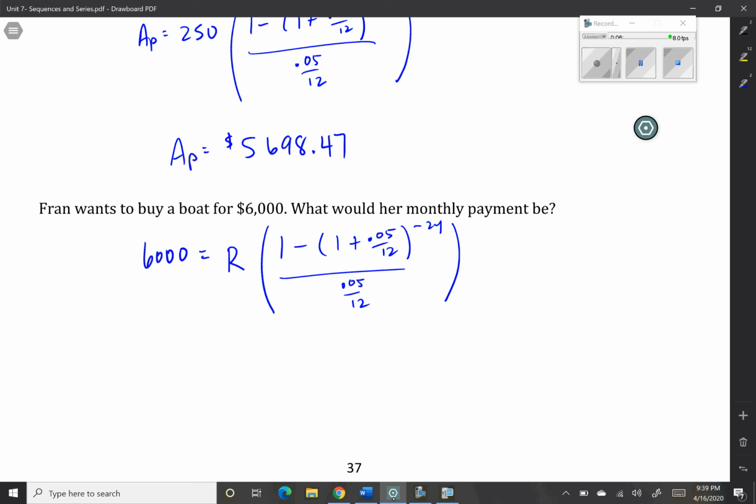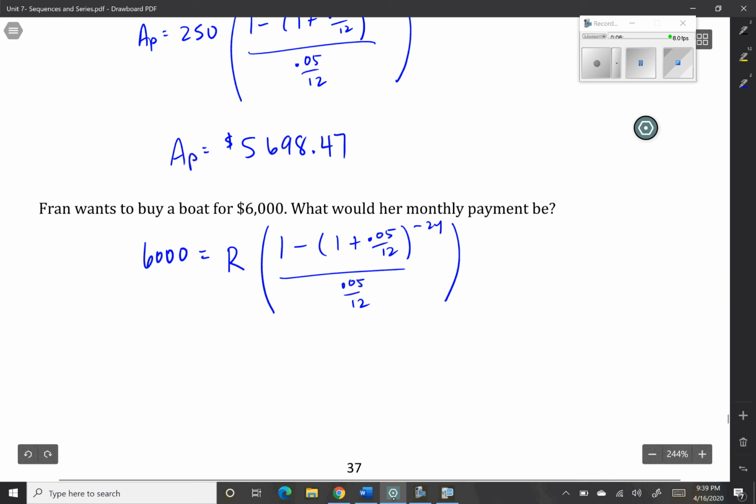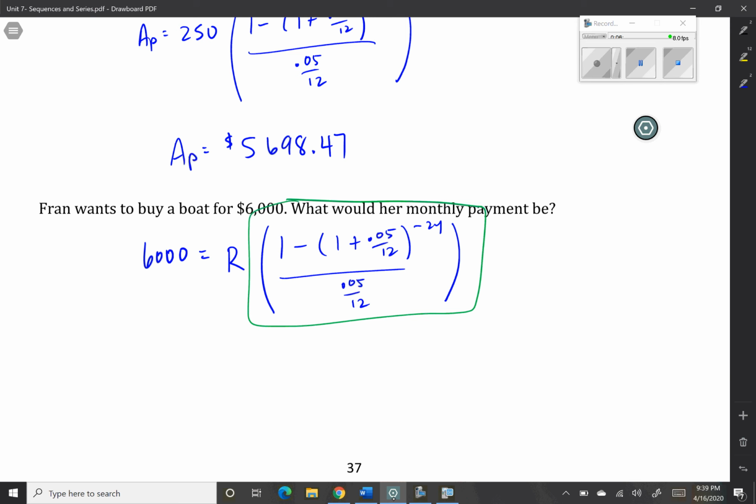So what I want to do, this is just a number, right? So the thing that we have to remember here is even though this looks kind of scary, this is just a value. If I can figure out what that value is, I can divide it to the other side to get R by itself. So use your calculator and let's type that in and see what we get.